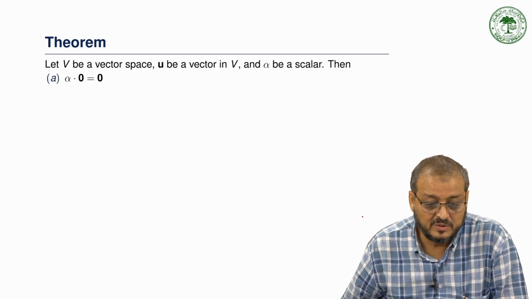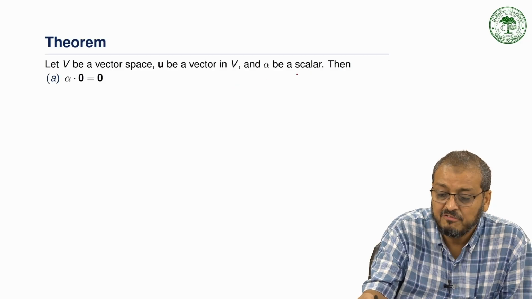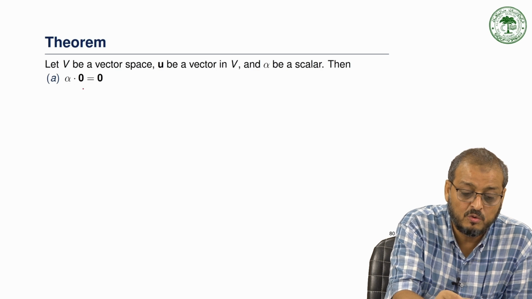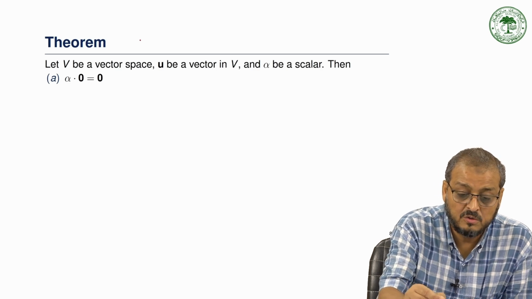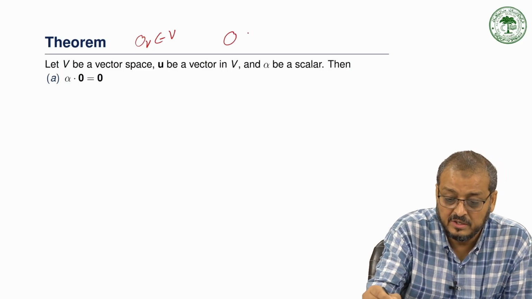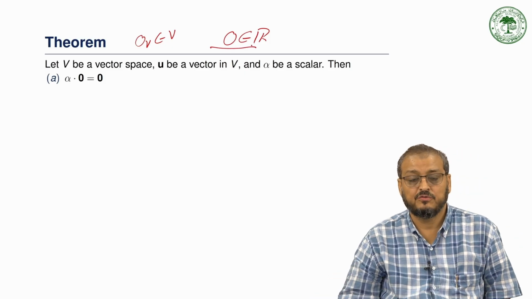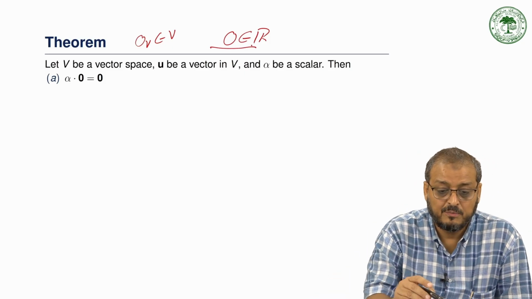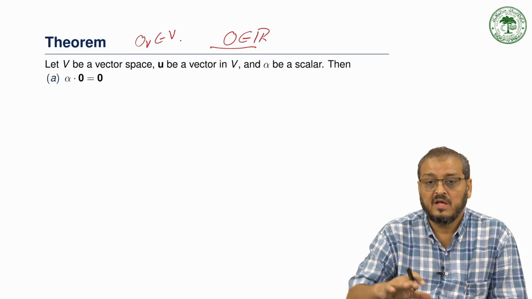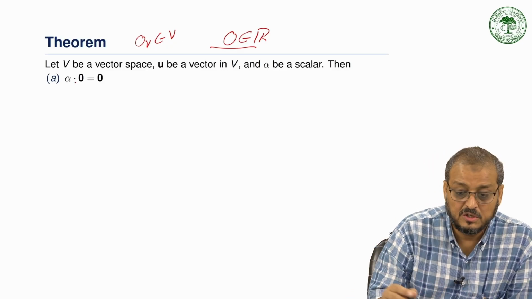Okay, so the first one is this. Let V be a vector space, U be a vector, and alpha be a scalar. Then alpha times 0, I just differentiate these two: bold 0 is the 0 of the vector space V, the additive identity, and the ordinary 0 is the element of the field of real numbers, the scalar. So I write the proof, taking bold 0 as the additive identity and 0 as the scalar. We first try to prove that alpha times 0 of V is equal to 0 of V.